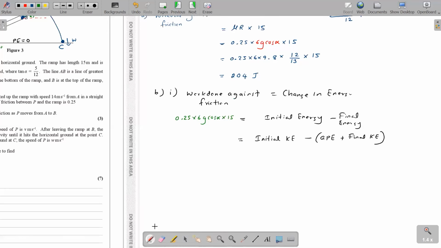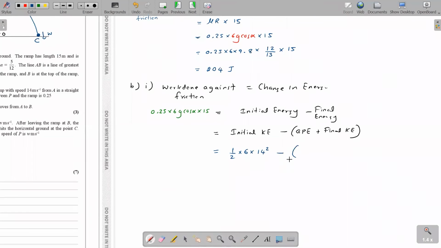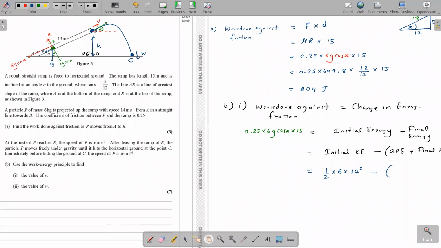Okay, shall we? So initial kinetic energy is half m v squared, where the mass is 6 kilograms and velocity is 14. Initially they said the particle starts at A with a speed of 14. At the point B you have the potential energy mgh, but height here means you have to take the vertical height. So what's the vertical height over here? You'll have to resolve, right? It's 15 sin alpha. Do you agree? H is the vertical height at this point.